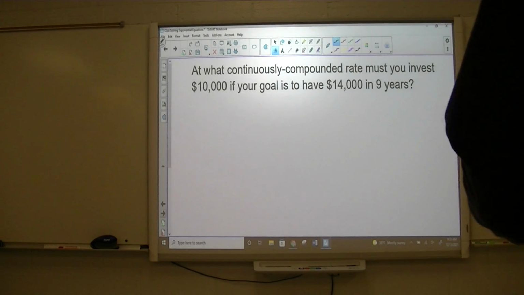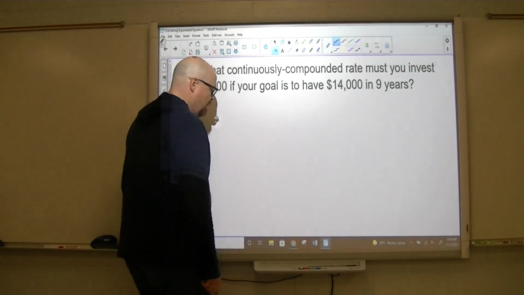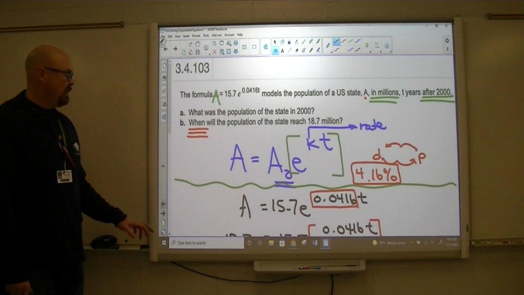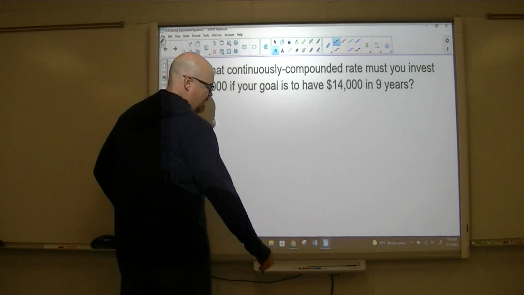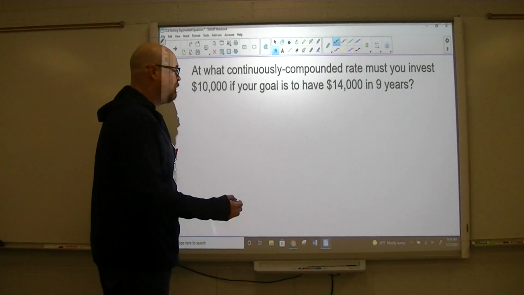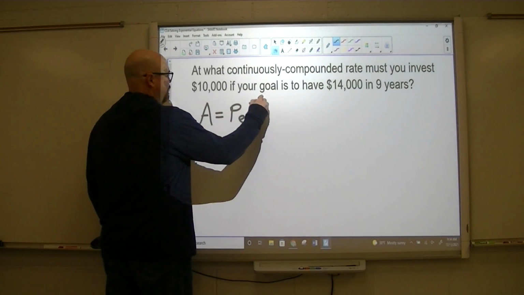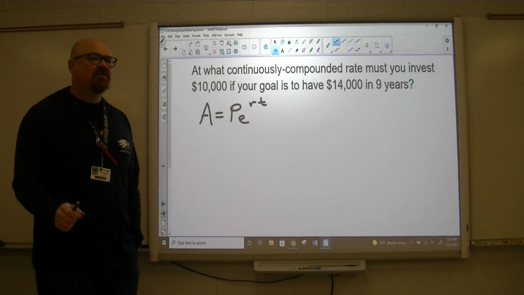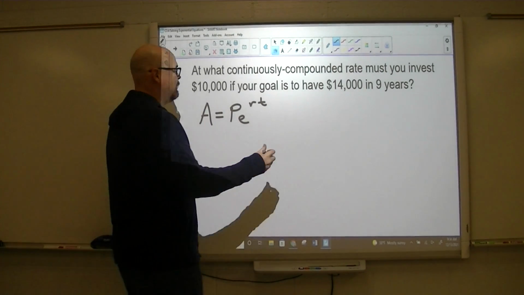All right. Let's look at a different example. We just did this problem on population growth here. Let's talk about continuously compounded interest. The continuously compounded interest formula, if you look it up, some people call it the PERT formula, okay? But the PERT formula is just a rebranding of the exponential growth formula, okay?